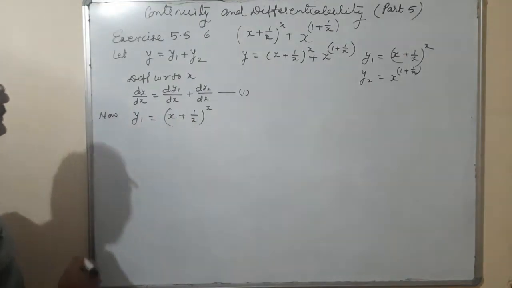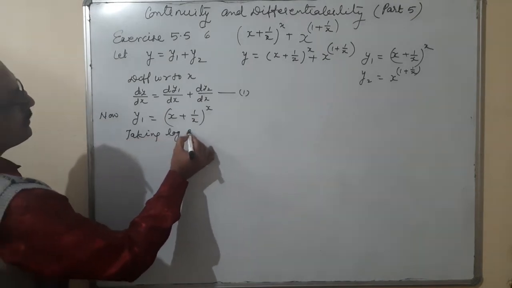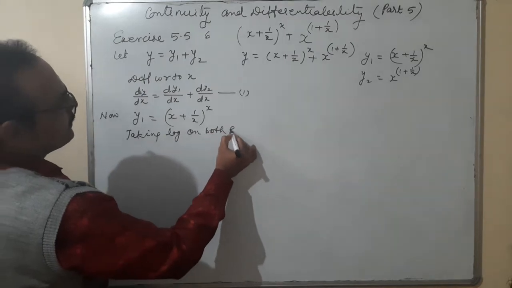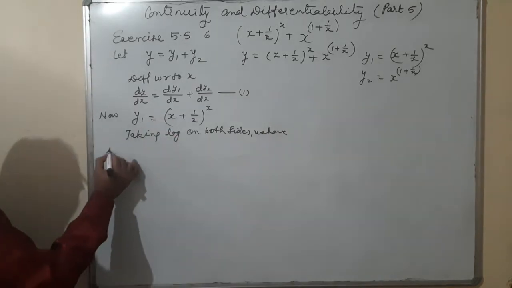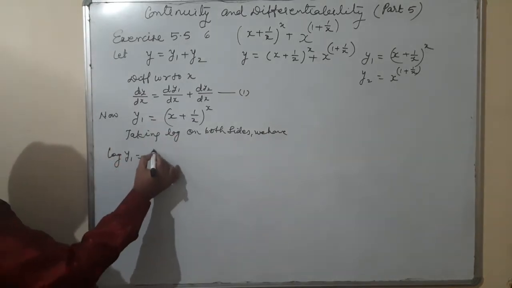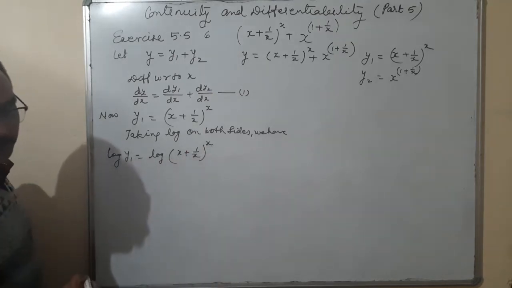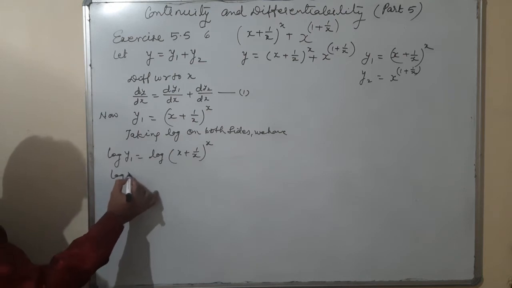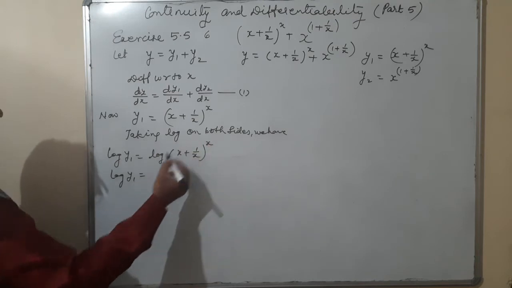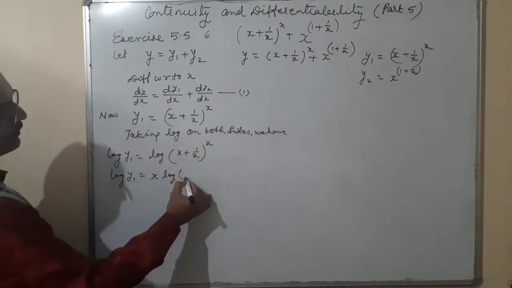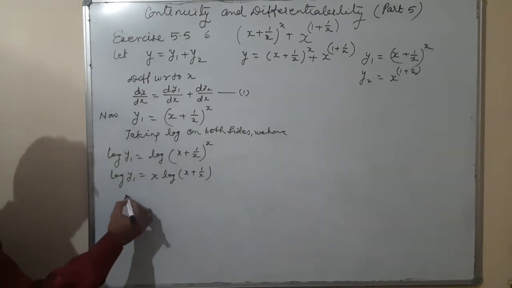Taking log on both sides, we have log y1 = log (x + 1/x)^x. Log y1 is equal to x log (x + 1/x), using log m^n = n log m. So this x is coming here: x log (x + 1/x). Is that okay? After that, differentiate with respect to x.